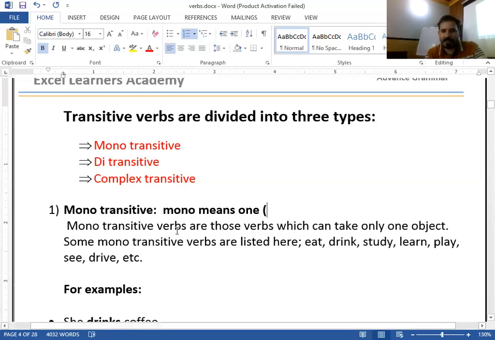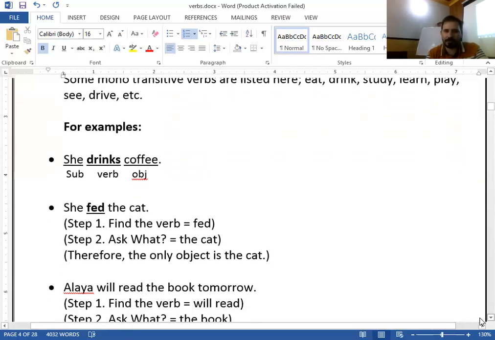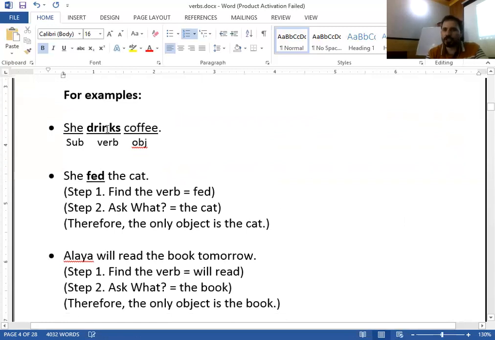So here I have written some examples for you for the monotransitive. Clear? For example: eat, drink, study, learn, play, see, drive, etc. They are called what? Monotransitive. Now let's take an example. She drinks coffee. She drinks what? Coffee. Coffee is an object. We have only one object.